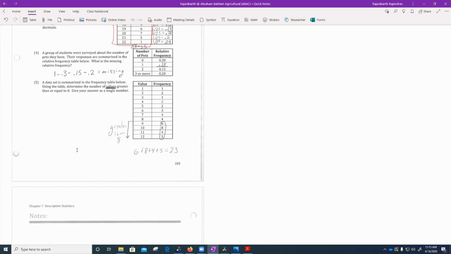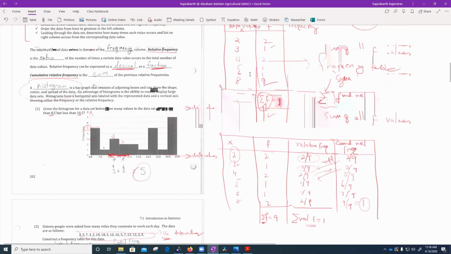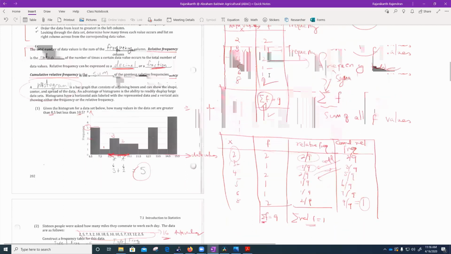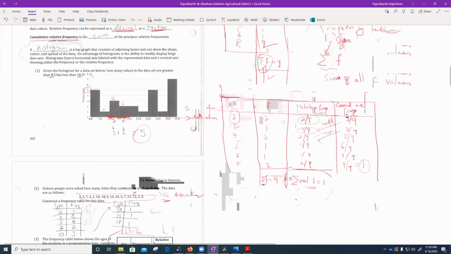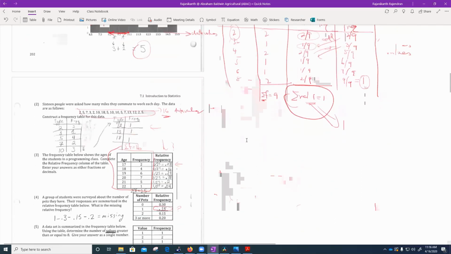A group of students were surveyed about the number of pets they have. Their responses are summarized in the relative frequency table below. What is the missing relative frequency? Oh, this is the missing one, right? You need to figure out the missing one. How do you do that? I already mentioned that when you add all the relative frequency answers, they should add up to 1, right? So that is the property we are going to check.